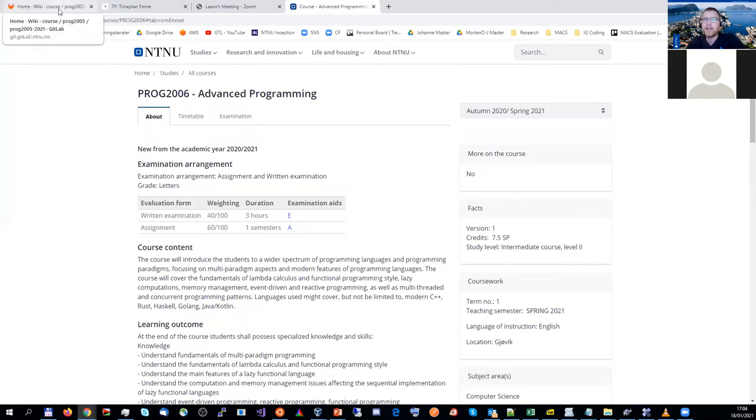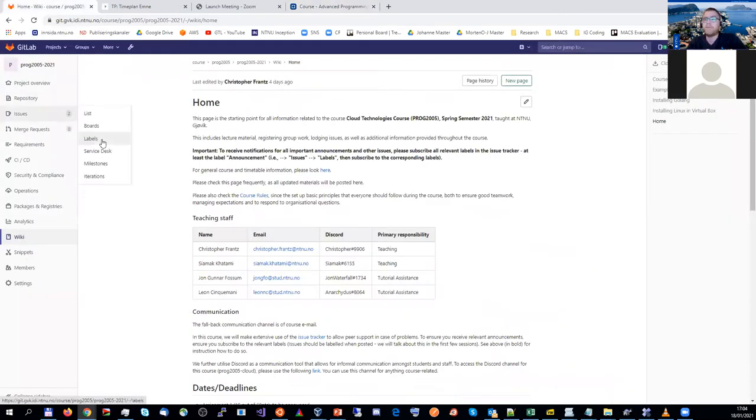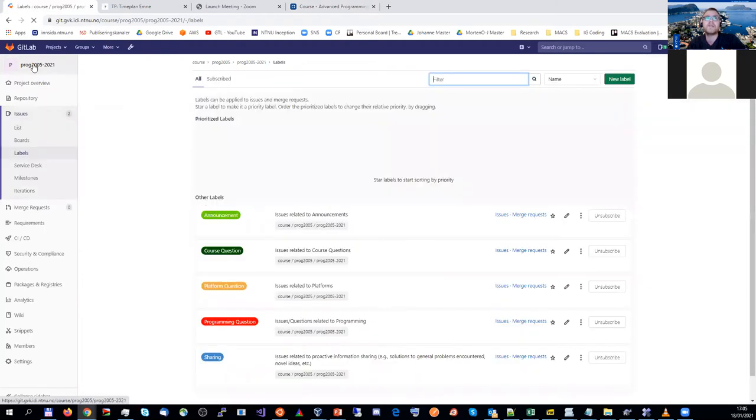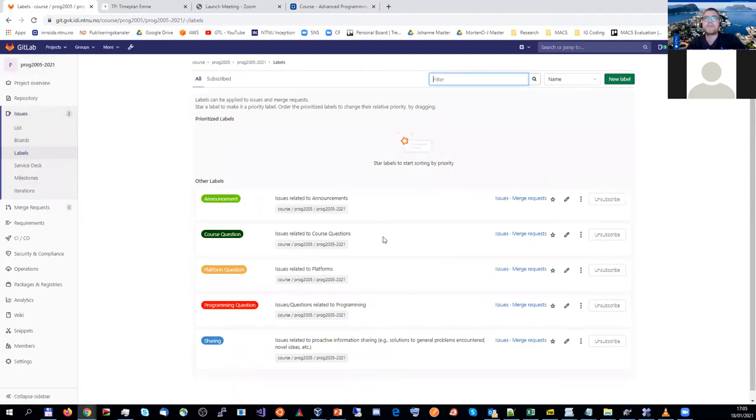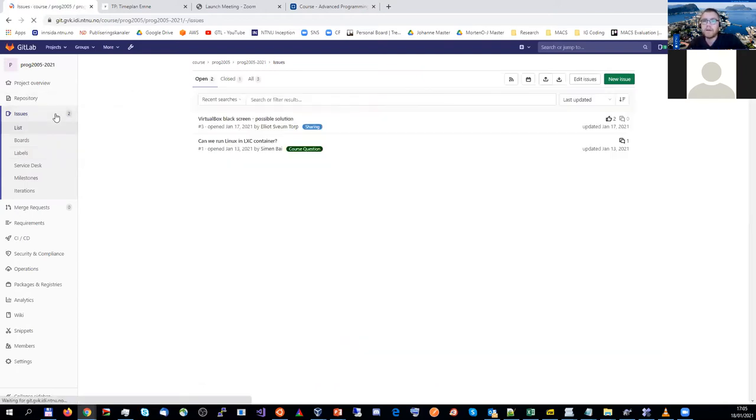I'll provide an email, issue again. One reminder, if you haven't already, go under issues labels in this course repository, and please subscribe to all the labels: announcement, course question, platforms question, programming question, sharing. I've done so, and you should do as well. That means, especially for announcements, you get an email on the address you used to register in this system whenever someone posts something with the corresponding label. If you post something without a label, no one is notified, hence it's important. But you can expect an email from me later this afternoon or this evening.